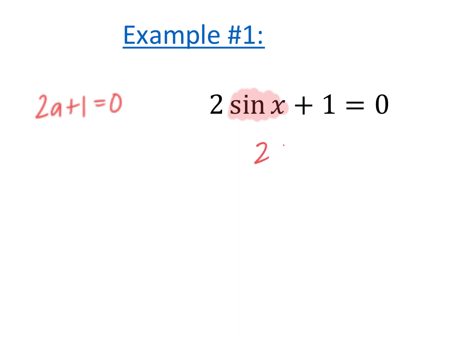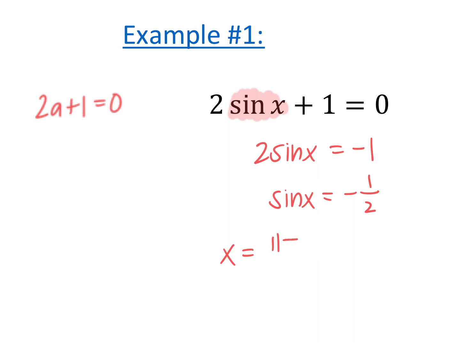So I'm going to subtract 1, so I get 2 sine of x is equal to negative 1. And then divide by 2, so sine of x is equal to negative 1/2. And then now you're going to go to your gold sheet. You're going to ask yourself, what angle is going to give me a y value of negative 1/2? Y value of negative 1/2. I've got 2 answers there.